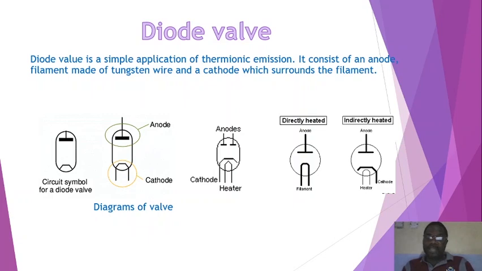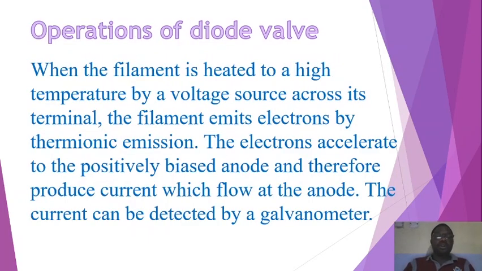Sometimes they don't use filaments, they will just use an ordinary heater to heat the cathode such that the electrons will be released. But when it is indirectly heated, there is no separate heater; the filament serves as the heater. So electrons are always released at a very high temperature. Okay, the operation of the diode valve.